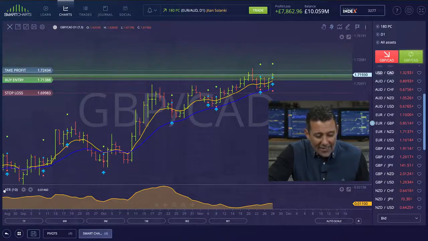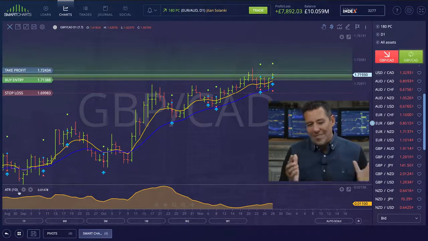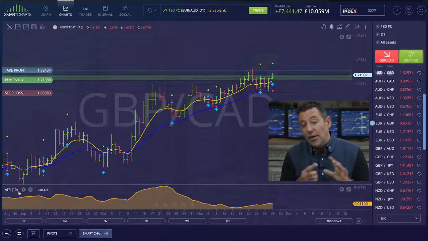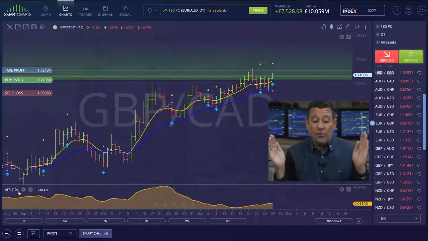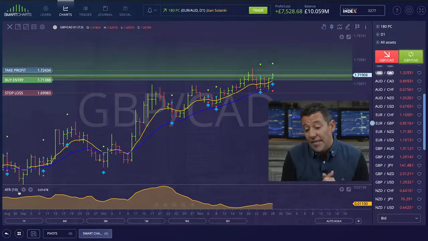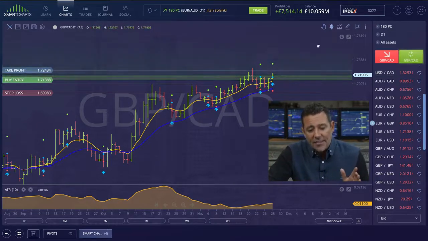If you look, I've added the ATR 10. That's the average true range indicator. What does that tell me? Well, it tells me the average range of that currency price movement over a period of 10 periods. In this case, a period is a day, it's a daily chart. So over the last 10 days, it is telling me how much this indicator has moved around.